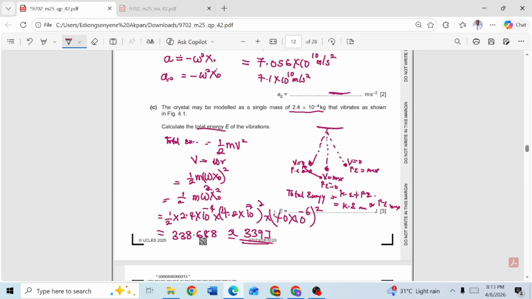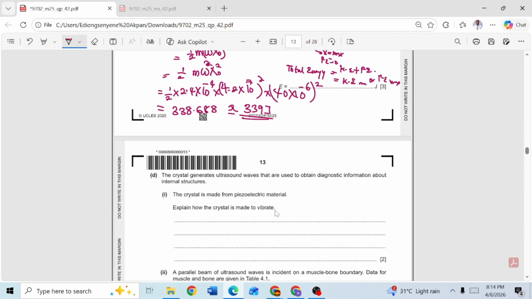So mistake number 3: inability of students to combine formulas correctly. Sometimes students will use potential energy plus kinetic energy. They won't know how to get the maximum or the total energy, and this is something you must avoid. If I want to represent this in a diagram, it will behave like this: when kinetic energy is moving up, potential energy will be moving down. So they are moving in opposite directions. All right, take note of that.